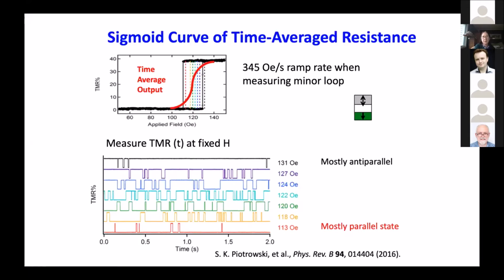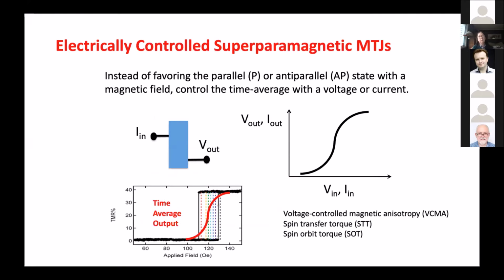But of course, if we look at the time averages, we get this red curve here. And this is what we'll call the sigmoid curve. This is what you want to be able to tune. But in particular, you want to be able to tune it not just with an external magnetic field, but with a voltage or a current, because this is what would be needed in order to make devices and have high densities of superparamagnetic tunnel junctions. So this is what we're looking for.